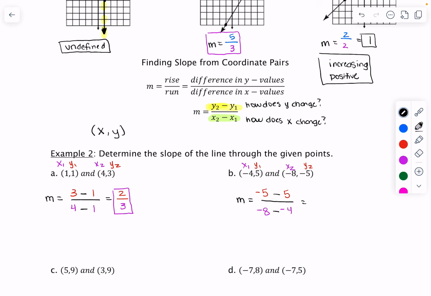Notice that on the bottom I have two minus signs. I've got one here and I've got one here. That's really important because it's really easy to make a sign mistake here if you don't include both those negatives. That's why I draw the skeleton first. So -5 minus 5 gives me -10. Again, if you're not sure of the mental math here, use your calculator to help you. And on the bottom, these negatives become positive, so it's really like -8 plus 4, which gives you -4. When I reduce -10 divided by -4, I get 5 over 2.